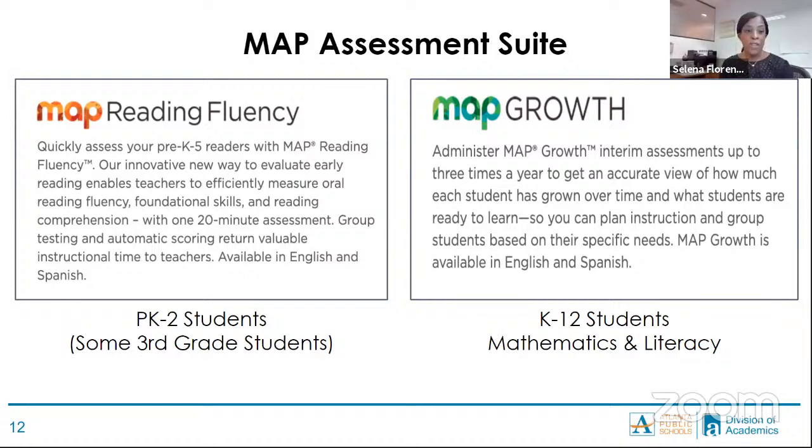So MAP growth is given to all K through 12 students. It is given for both math and literacy. Again, it helps teachers to use the data. Teachers get the data, they can use it to help form small groups and know how best to meet the needs of their students. It is also available in both English and in Spanish.